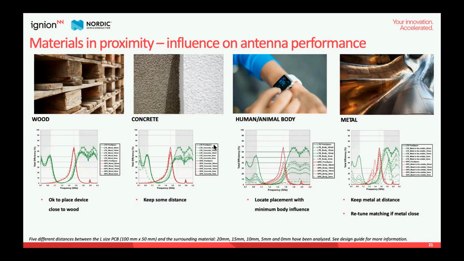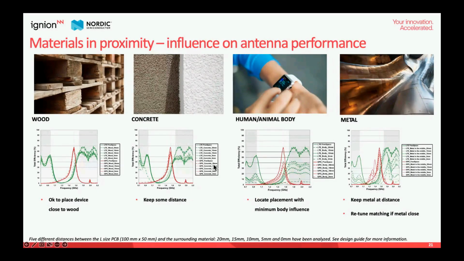In a nutshell, for wood, it's quite transparent, so you can have your device very close to a wood pallet and the impact is going to be very minimal. For concrete, it's quite transparent in the low frequency bands of 800, 900, and also some minor absorption is observed around the frequency bands of 1.7 up to 2.2 GHz. You can see from free space with the concrete, you see a reduction of efficiency of about 1 dB.